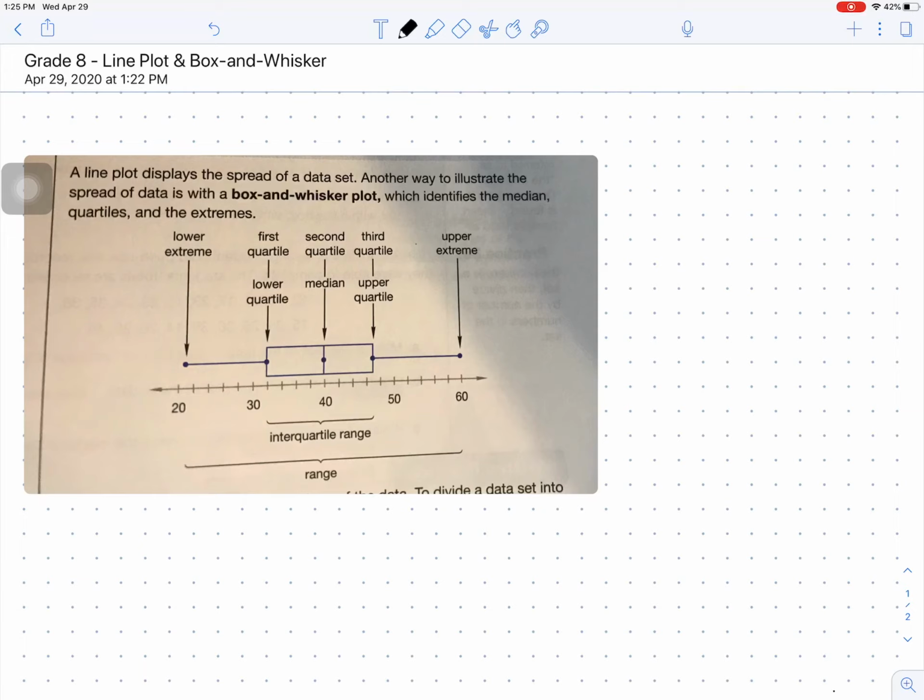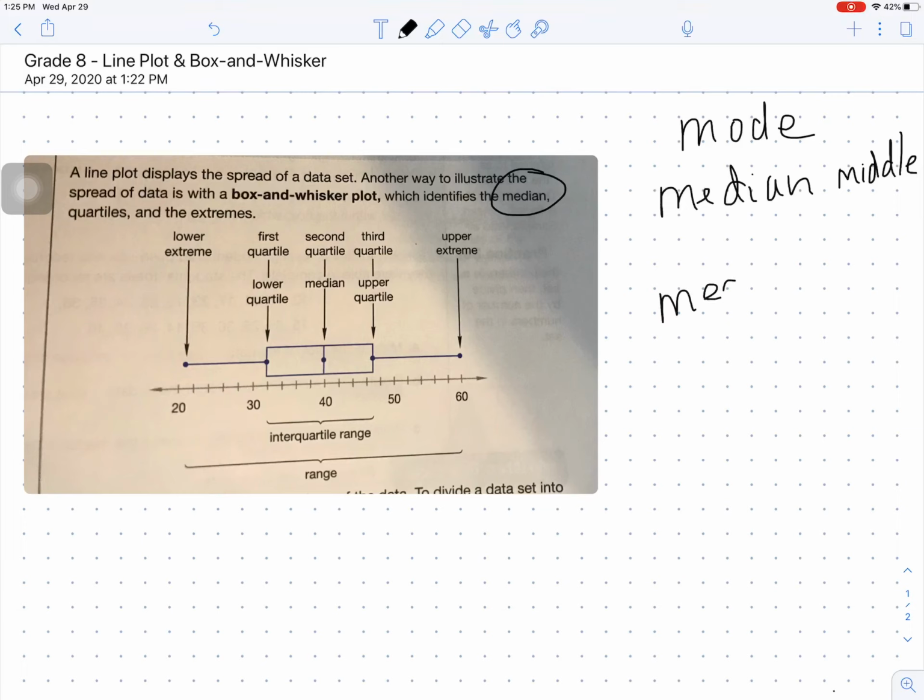The key word that I want you to remember in box and whisker is the word median. Remember we learned about the mode, the one that happens most often. Median, of course, is very much like middle, and mean, of course, is your average. Those are the terms that we've worked with.